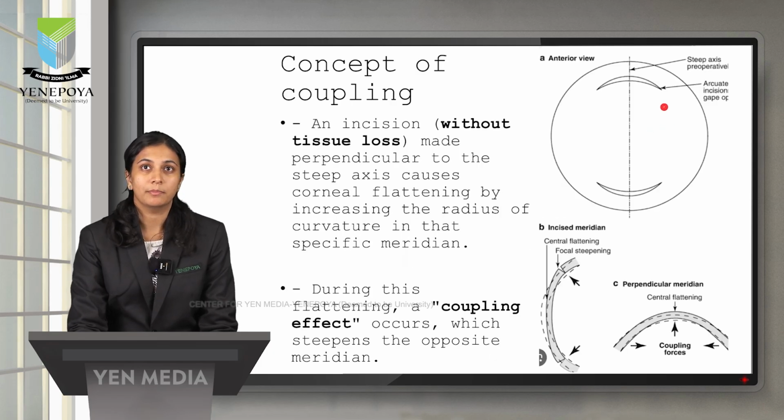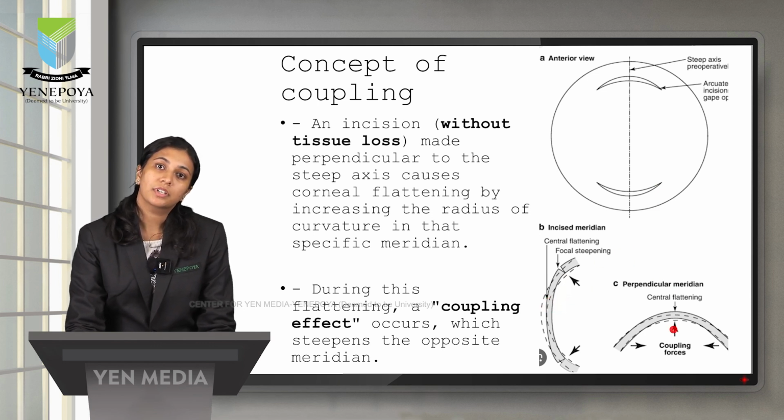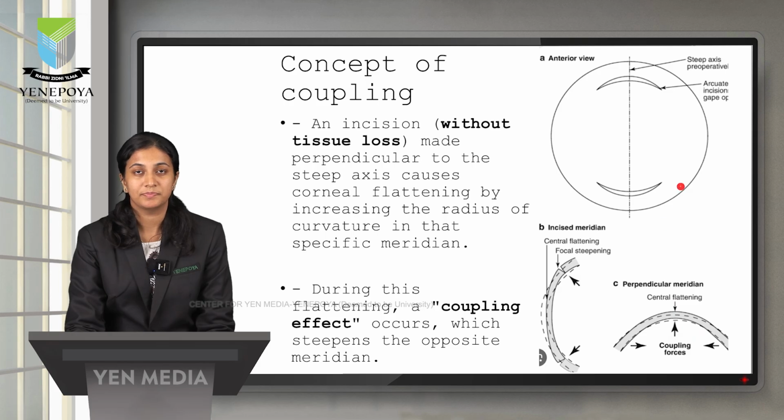Coming to the concept of coupling, imagine this is a cornea. This is the principal axis, the steepest axis. Now two incisions are made without tissue loss. Because of the separation of the fibers, there is flattening in that meridian, and because of the coupling forces that act perpendicularly, there is a central steepening in the 90 degree meridian.